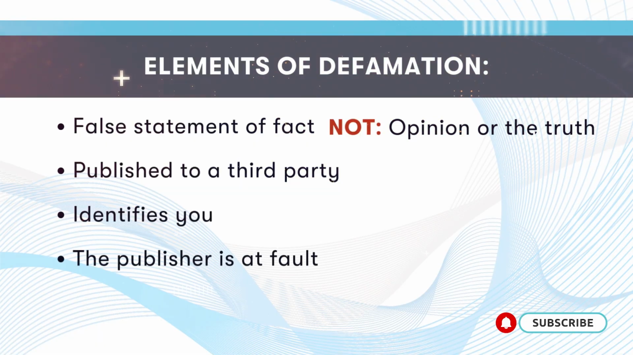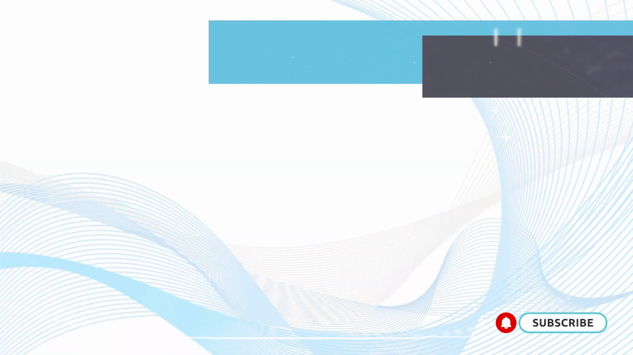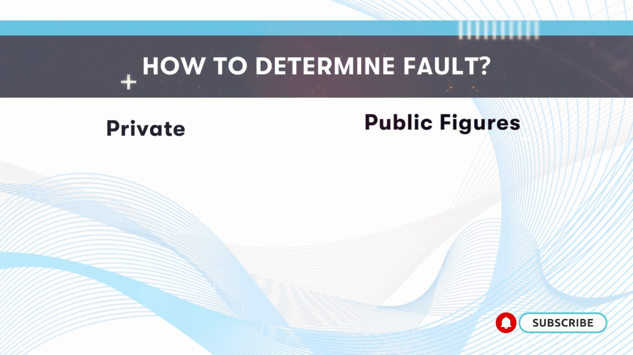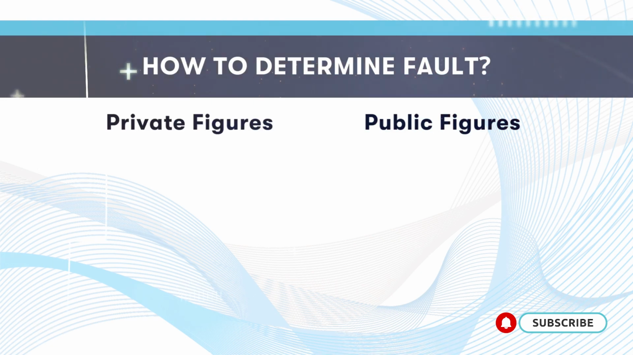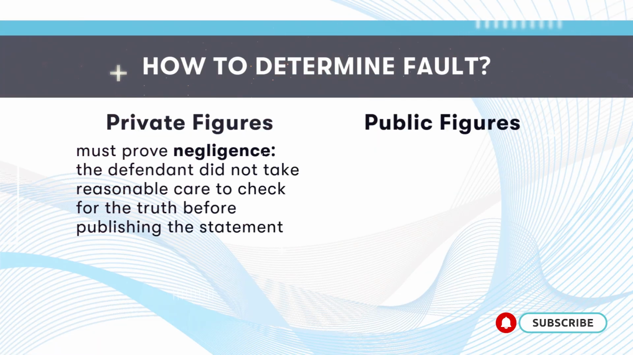The next element is fault. Now in defamation law, there's 2 general categories. We have public figures, and there's subcategories, of course, because we're lawyers and we have to make everything complicated. And there's also private figures. So most of us are going to fall into the category of private figures. We're just ordinary people. We're not household names. We're just going about our life. So us private figures need to show negligence. In legalese, this means that our defendant did not take reasonable care to check for the truth.